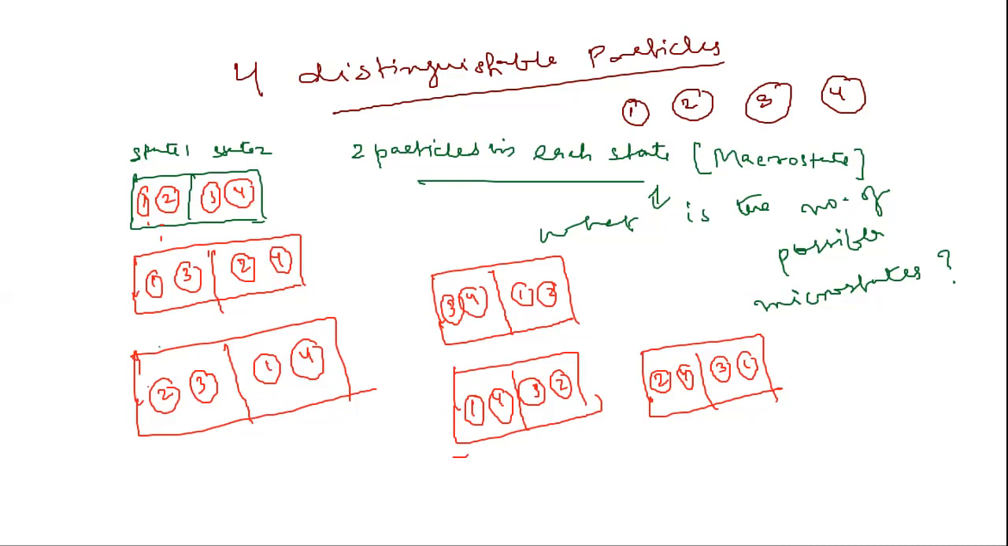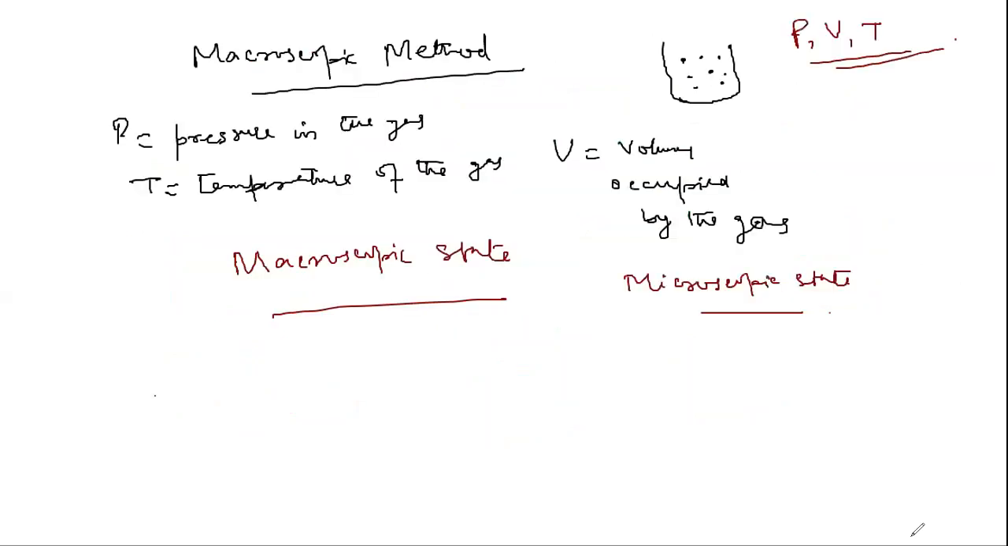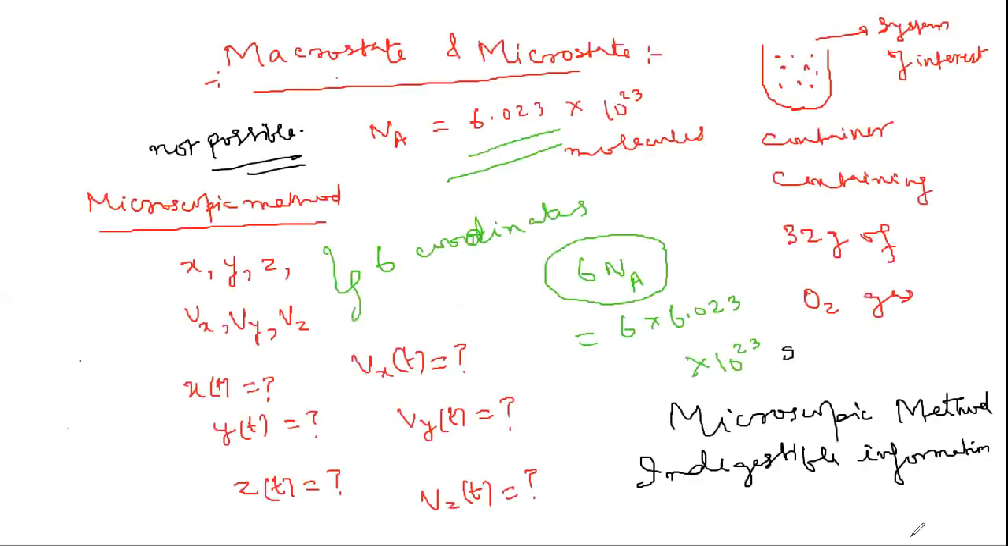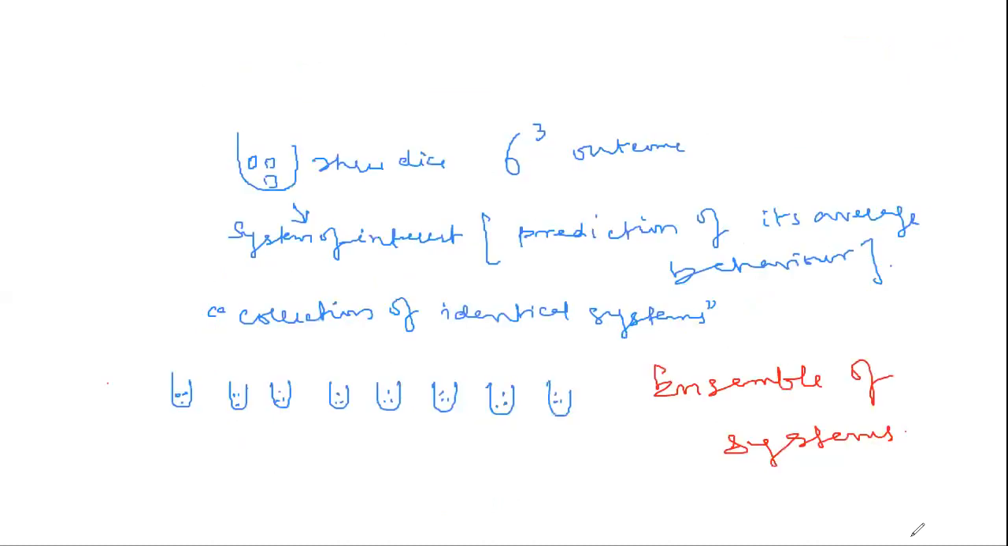But the basic idea which you have to understand is this: whenever we have a system to deal with where the number of variables is large, to make predictions about the system, when we have that microscopic method but the number of variables is large, then we talk in macroscopic variables, we ignore internal details, and then we make predictions about the average behavior of that system of interest by constructing the ensemble of systems, which are a collection of identical systems, right?